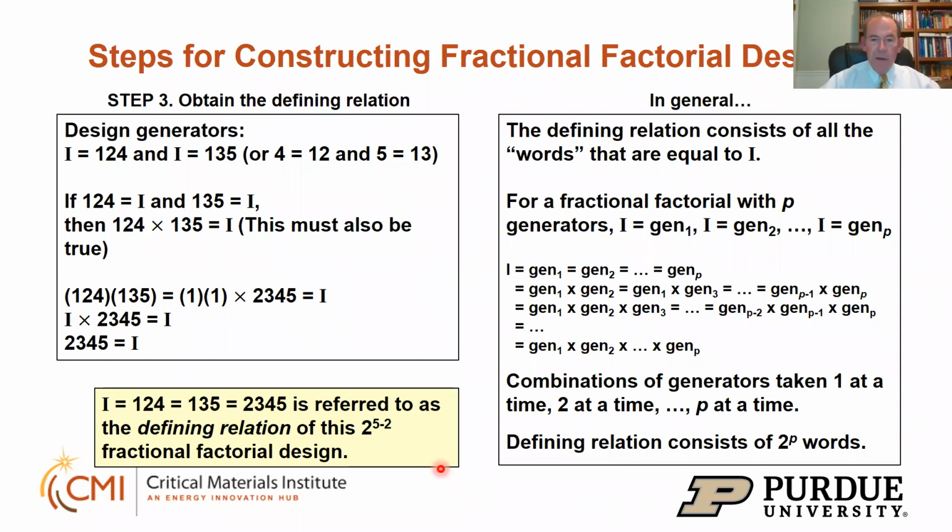Now, in general, that defining relation consists of all the words that are equal to I. And in this case, I have 2 generators, and for my fractional factorial design, the number of words in the defining relation, the number of things that are equal to I, is equal to 2 to the p. So the way that we find what those are is we list them out, all the things that are directly equal to I, then we consider the generators 2 at a time, 3 at a time, 4 at a time, all the way up to p at a time. And in this case, for my defining relation over here, there are 4 words in the defining relation because p is equal to 2. If I had, for example, a more complicated fractional factorial, 2 to the 11 minus 7, for example, there would be 2 to the 7th words in the defining relation.